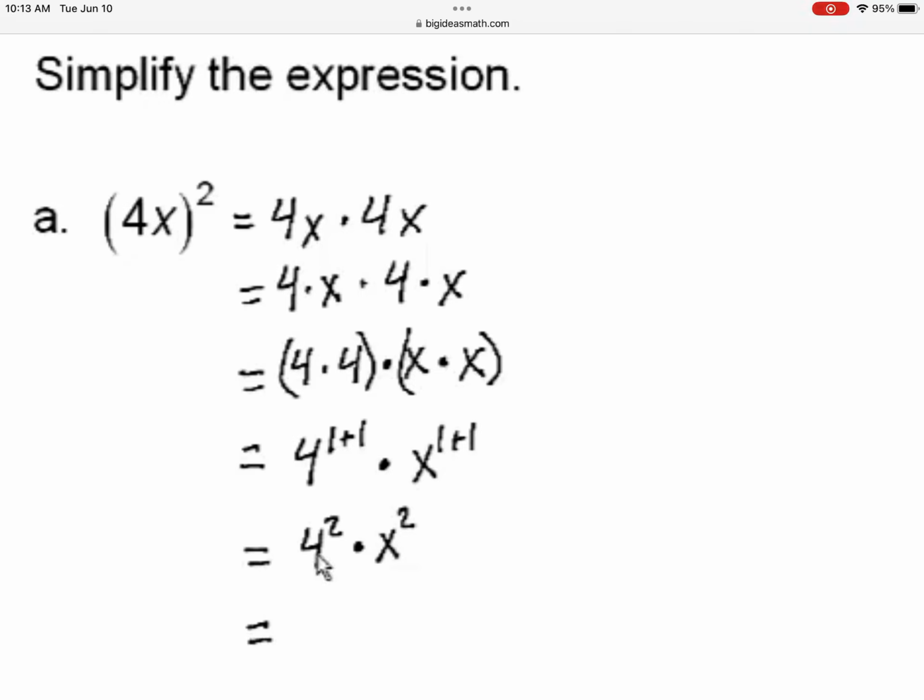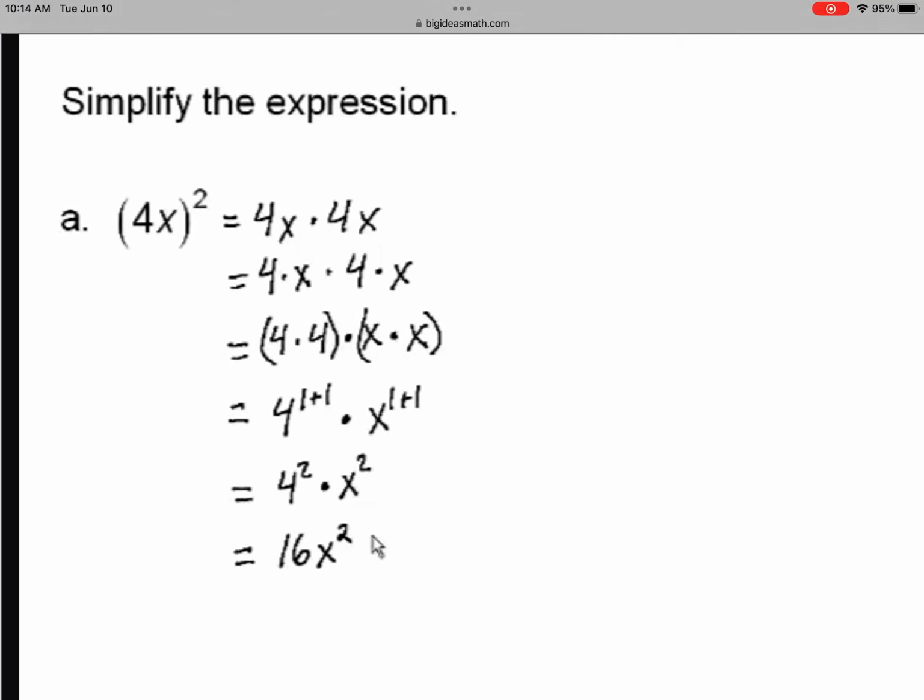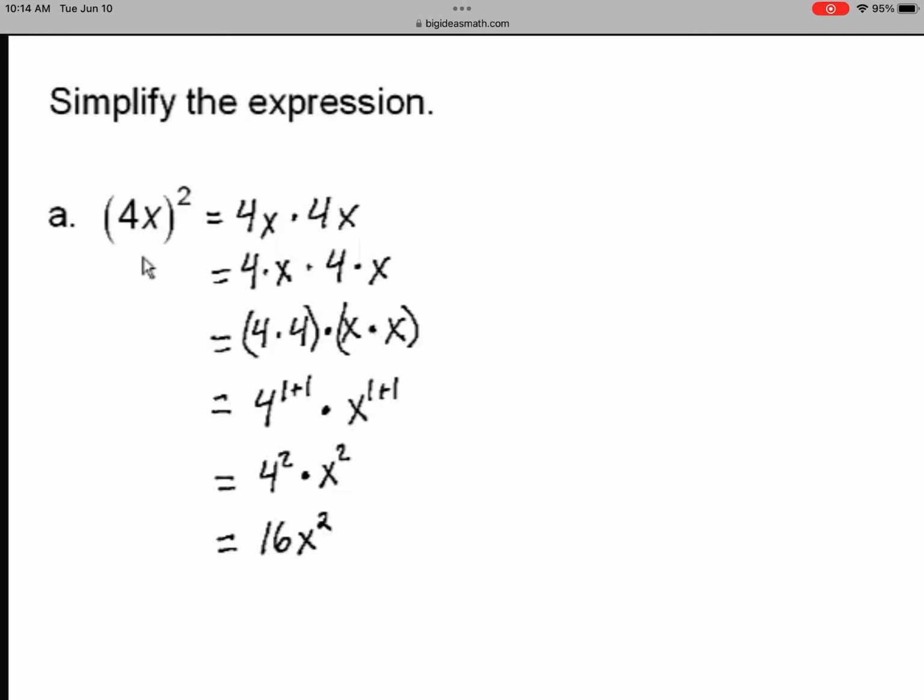Finally, we need to evaluate 4 squared. 4 squared is 16. And keep the x squared because this cannot be evaluated. So, the simplified expression is 16x squared. Let's look at another example.